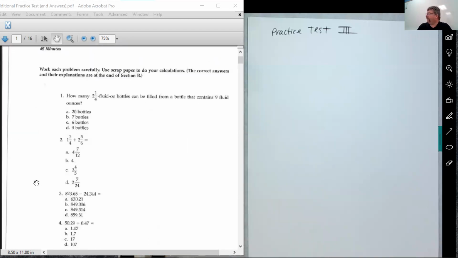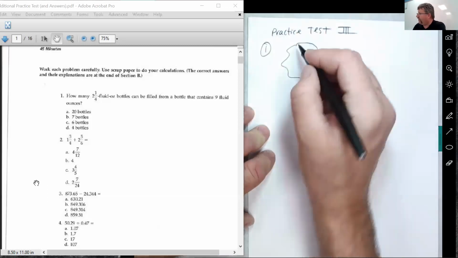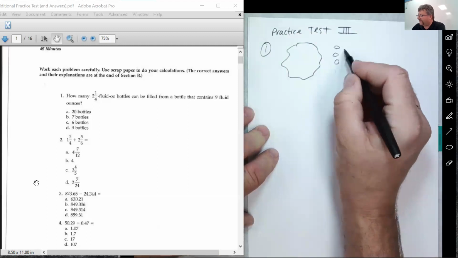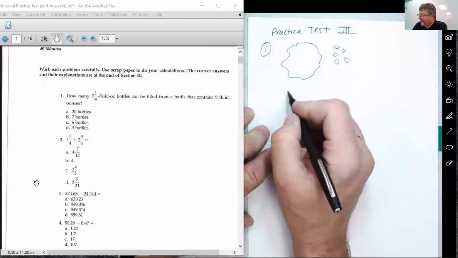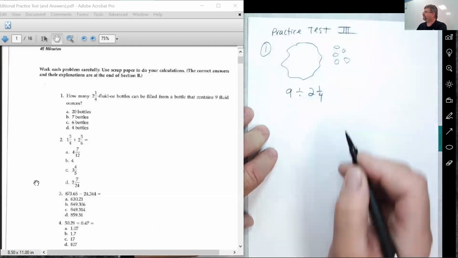How many 2 1/4 fluid ounce bottles can be filled from a bottle that contains 9 fluid ounces? Okay, a problem like this smacks of division, right? I've got this big contraption that I call 9 fluid ounces, and I want to take a bunch of little ones and yank them out of there, and I want to know how many I can pull out of the big one. So I'm dividing the big one up into little pieces. I'm going to take 9 and divide it by 2 1/4.